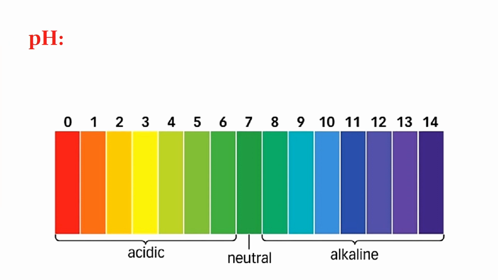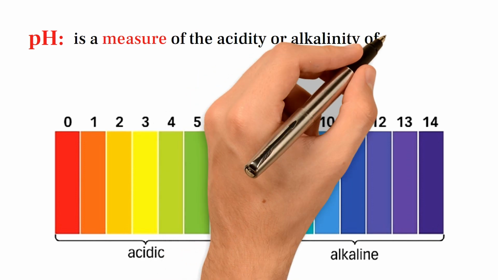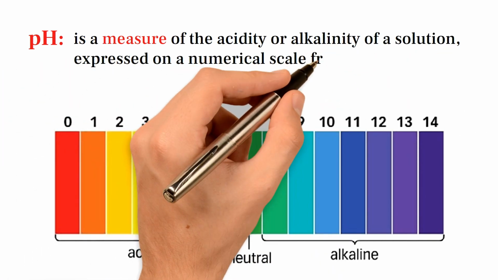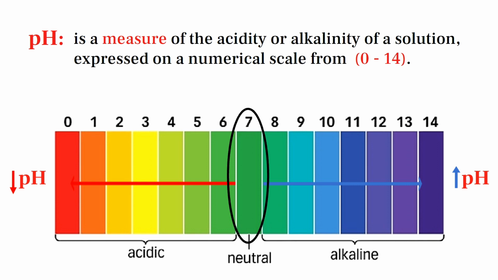pH is a measure of the acidity or alkalinity of a solution expressed on a numerical scale from 0 to 14. A pH value below 7 indicates an acidic solution, while a pH value above 7 indicates a basic solution, and a pH value of 7 indicates a neutral solution.